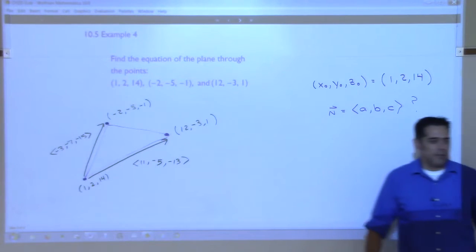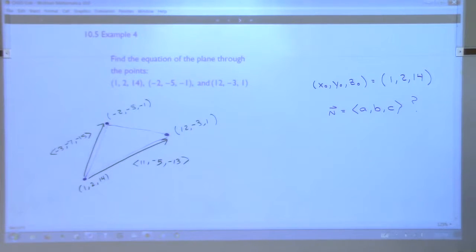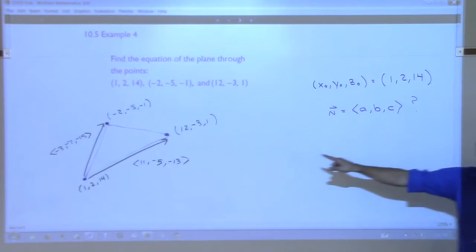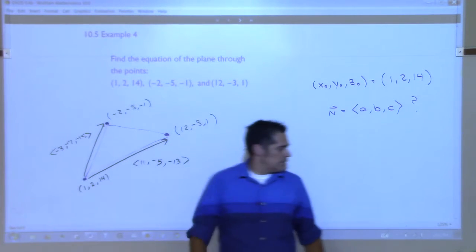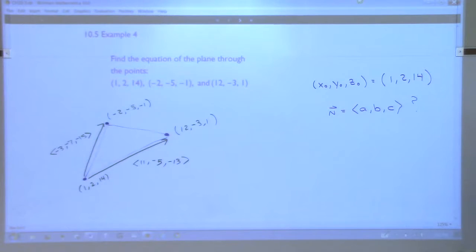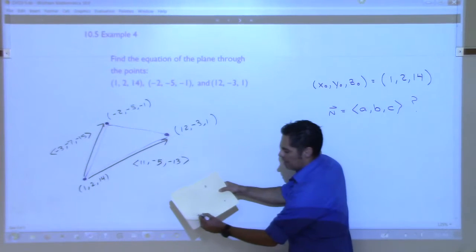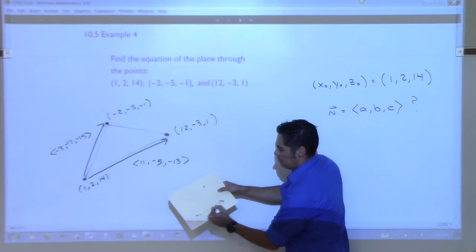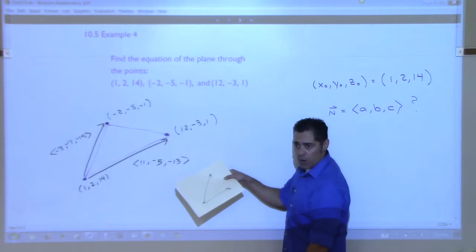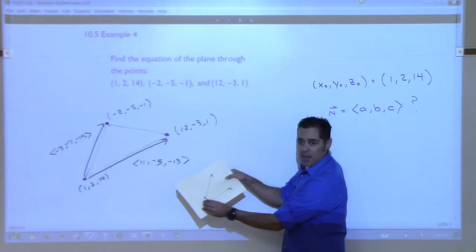Now we get to cross them. When we cross them, that's going to create this vector. It will be a normal vector, a vector that is orthogonal to both of those vectors, right? So we've created two vectors, and now we're going to cross them, and it will create a vector that points out this way.